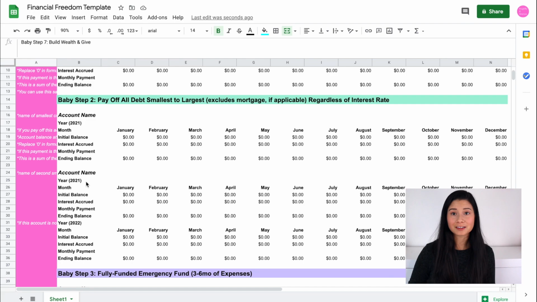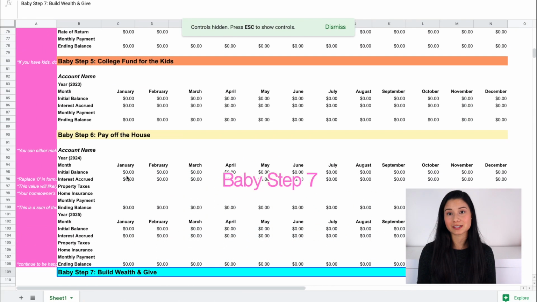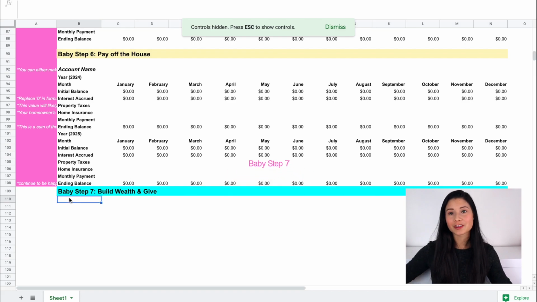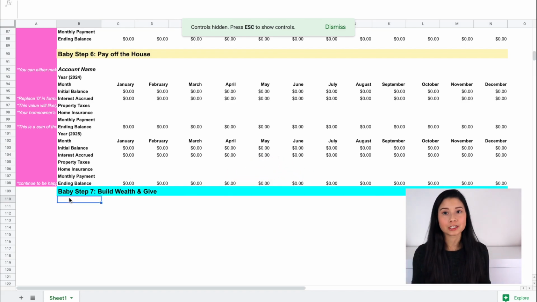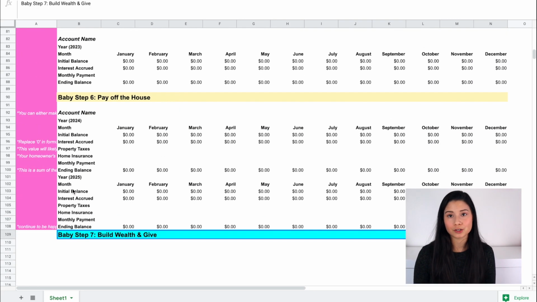Okay, you know what, I forgot something, but I just added it. So once you're done paying off your house, you can move on to baby step 7, where you can build wealth and give, aka be super generous or outrageously generous, as Dave Ramsey puts it. And you can continue keeping track of all of your financial accounts by adding more rows, but I just left it at the end here, and I'll let you guys figure out what you want to do with the spreadsheet once you get to that point. But yeah, those are the 7 baby steps in template form.